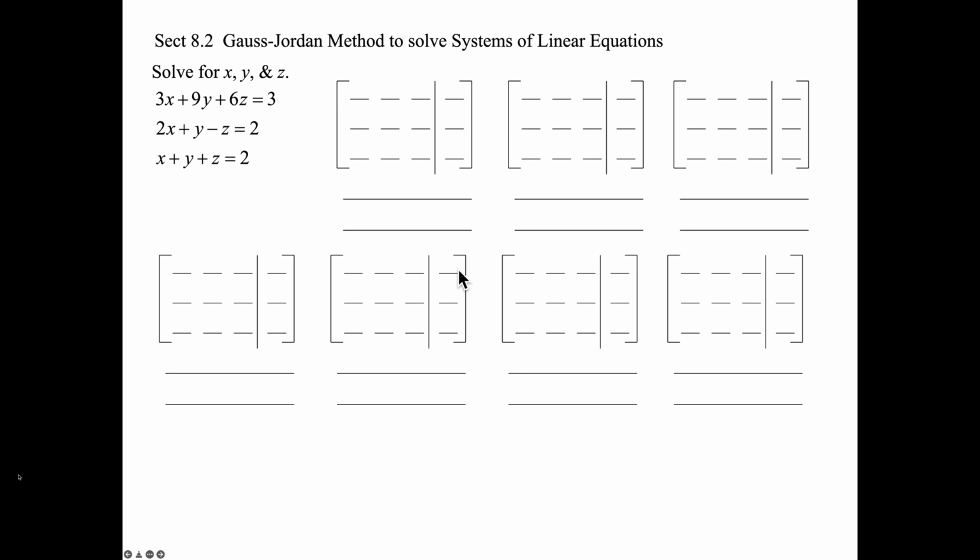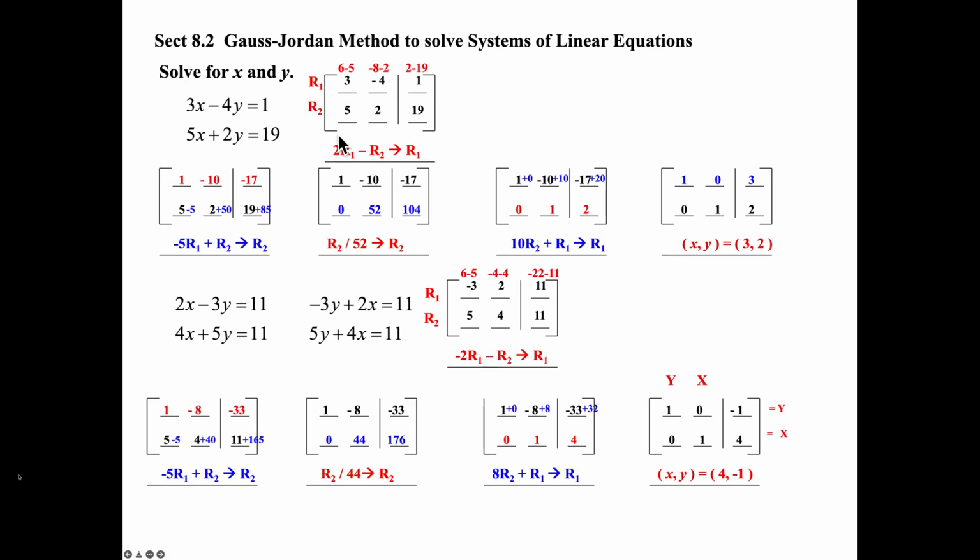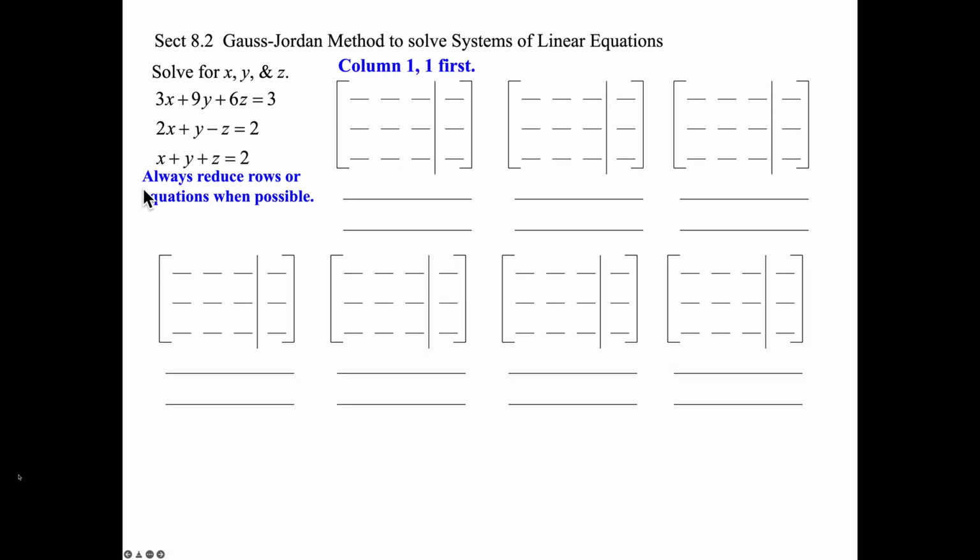Okay, next. Here we're going to look at a nice, big, huge system. This is the one I had at the very beginning. Always reduce your rows or equations whenever possible. So looking at this first equation, divide that by 3 right away before you put it into the augmented matrix. 3 divided by 3 is 1, 9 divided by 3 is 3, 6 divided by 3 is 2, 3 divided by 3 is 1. 2, 1, -1, 2. 1, 1, 1, 2.